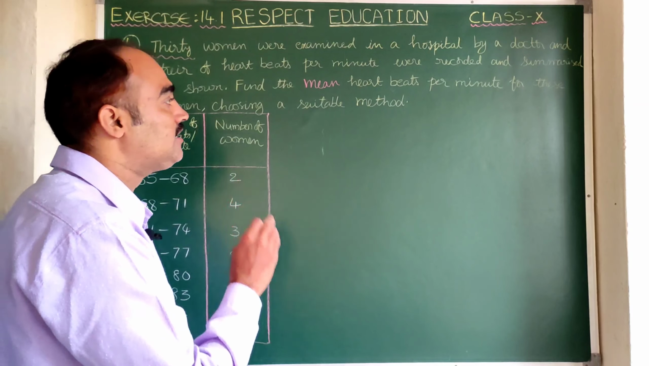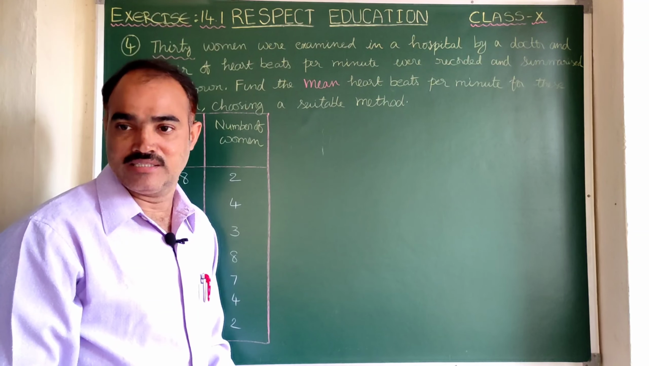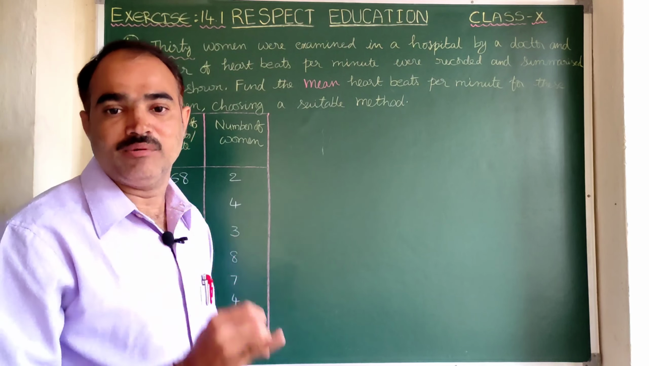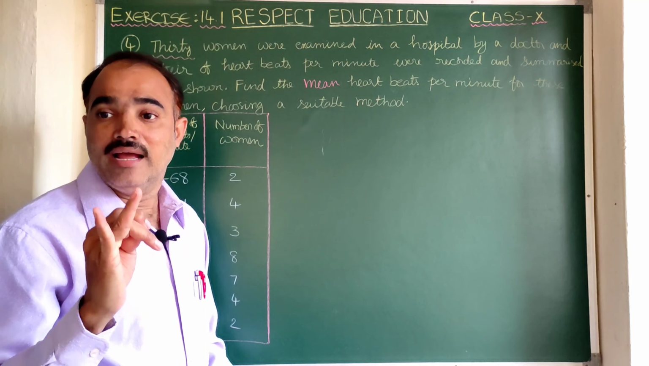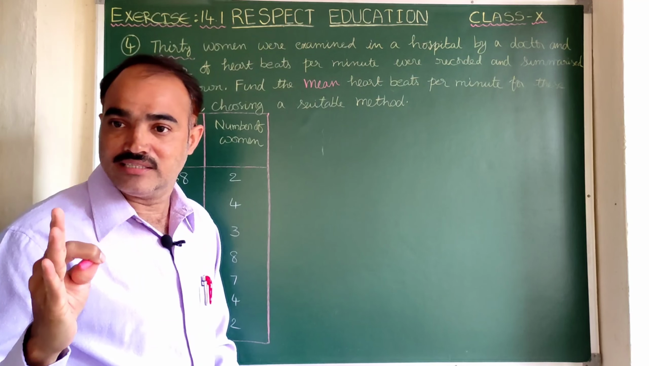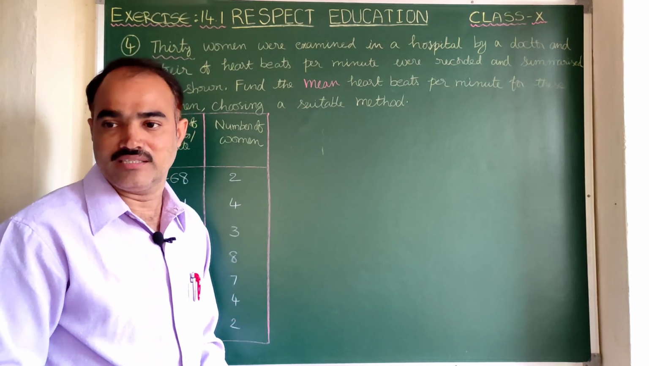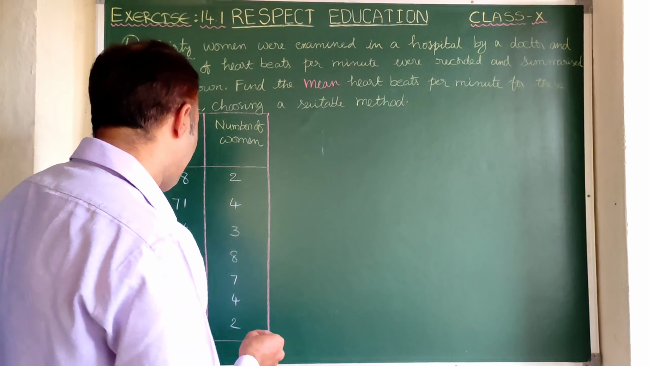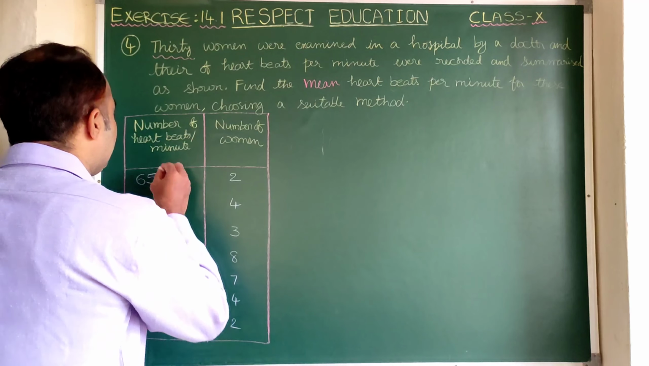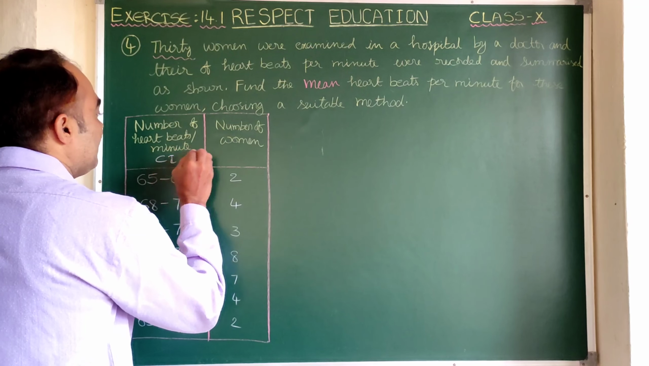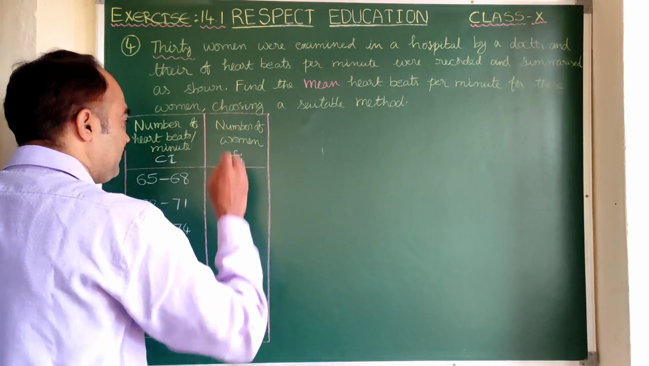Actually, how many methods do we have here? Three methods. First one is the direct method. Second one is the assumed mean method. And third one is the step deviation method. Here we need to select which is easy for us. Is it clear? Now here, let us take this given one as class interval and this as fi, frequency.